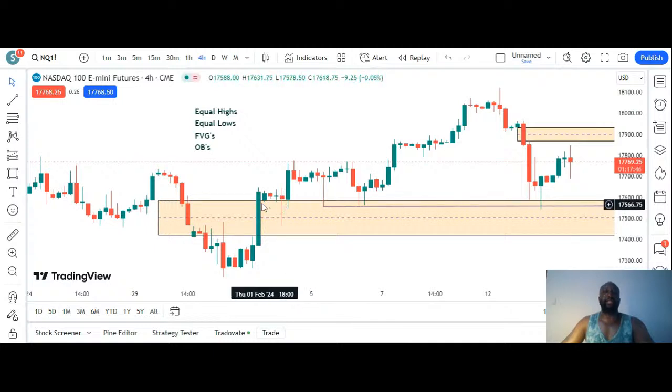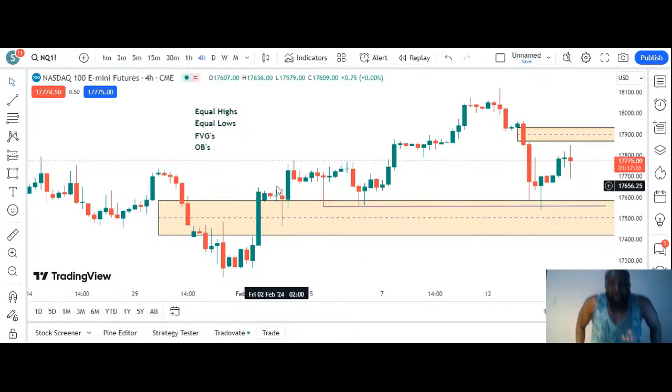So you can take your partials. Let's say even if you don't close all your positions at this level here, you can say, okay, the moment the price gets to my fair value gap, I'm closing at least 50% of my position. Remember, guys, you have to protect your money. As much as you want to make the money, you don't want to donate it back to the market.